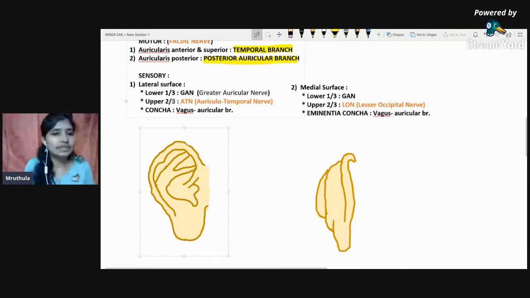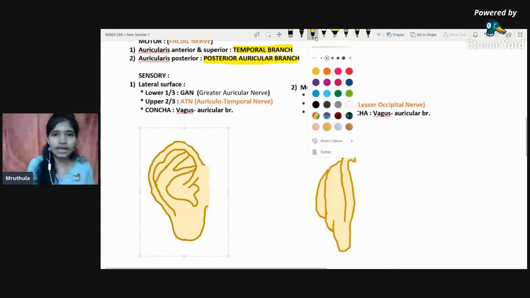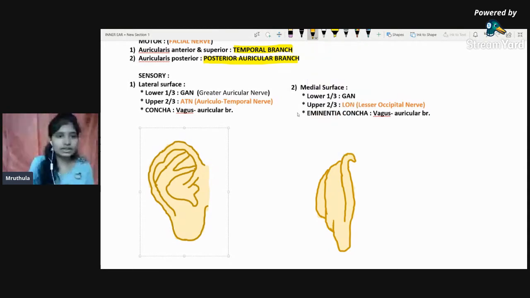The lower 1/3 is supplied by the greater auricular nerve. The greater auricular nerve is supplying the lower 1/3 of both surfaces, and the concha and eminentia concha both are supplied by the auricular branch of the vagus nerve. Now the upper 2/3 has a different supply on the medial and lateral aspects. So what are those nerves? The auriculotemporal nerve is on the lateral aspect, and on the medial aspect the nerve is the lesser occipital nerve.